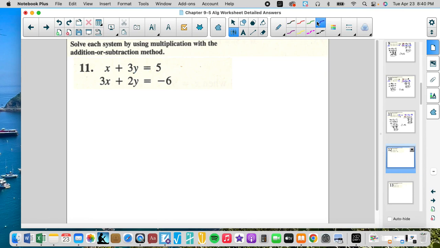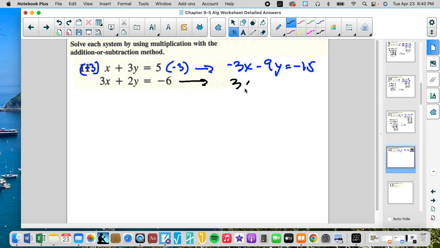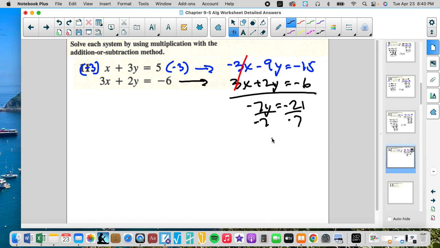These aren't opposites, so let's multiply this by -3. I'll write it there, -3. That is going to give us -3x minus 9y equals -15. Bottom equation stays: 3x plus 2y equals -6. The x's cancel. We're left with negative 7y equals negative 21. Divide by negative 7. y equals positive 3.